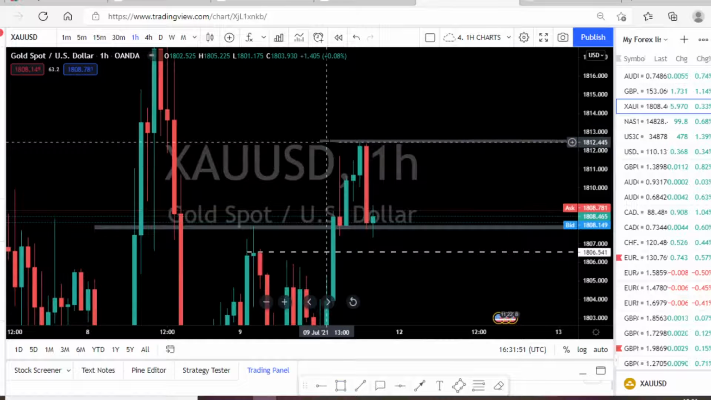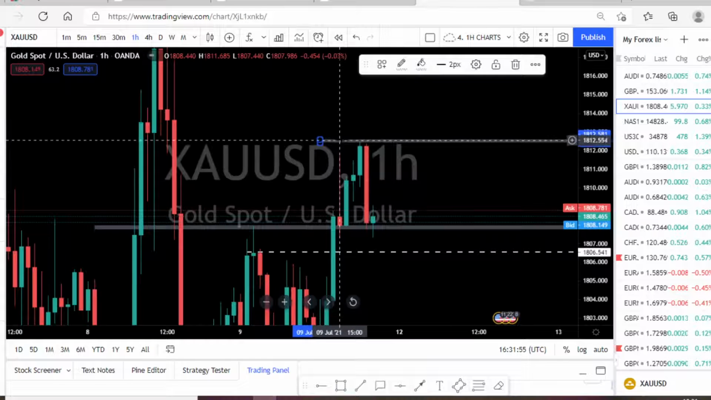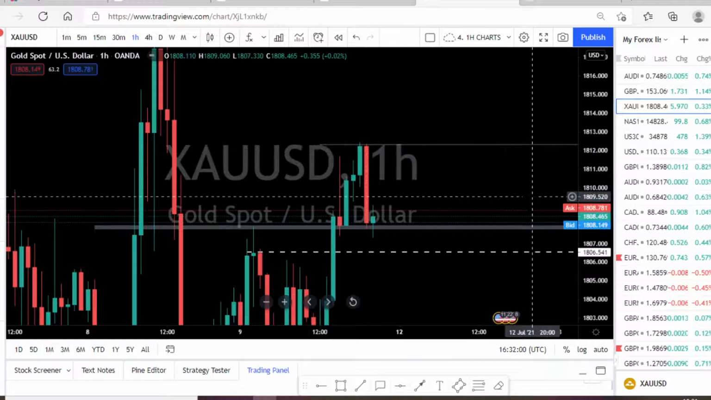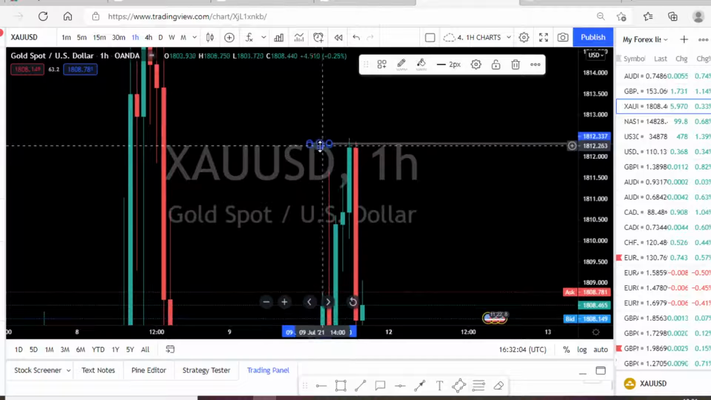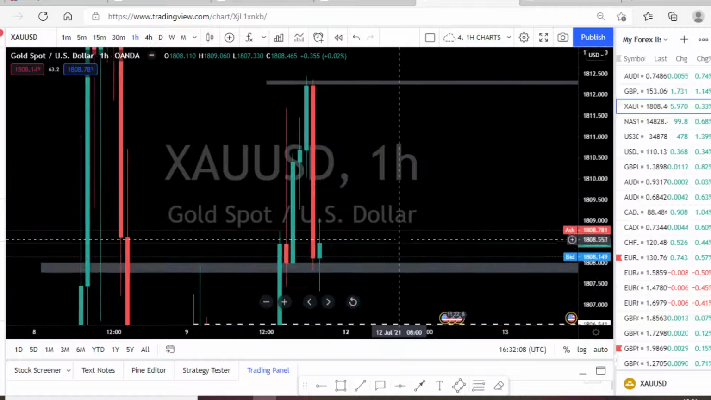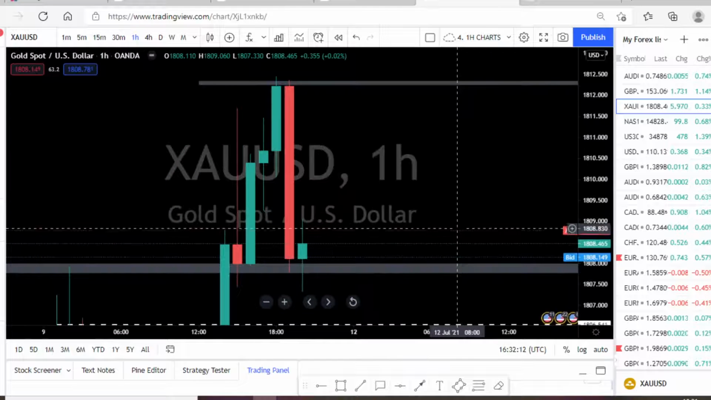This area, why with wicks? I was just trying to accommodate this area, or we can put it here on body close. Why? Because this is a zone. It's not a single point where price will retest. This is just a zone. Then, what is it that I'm looking for?